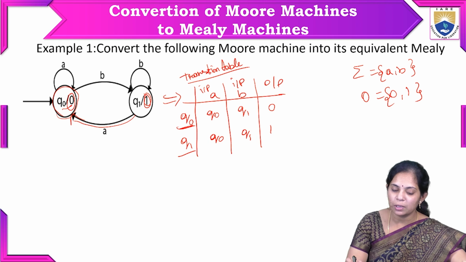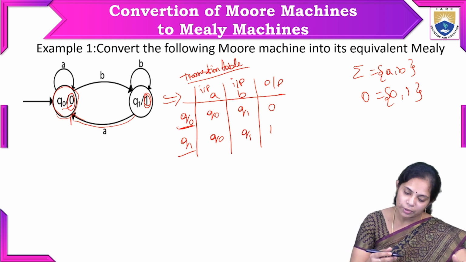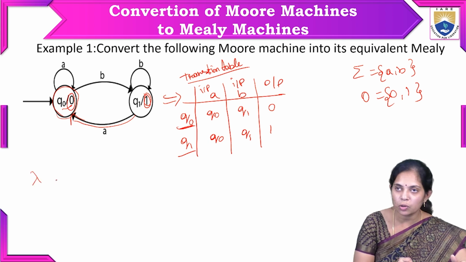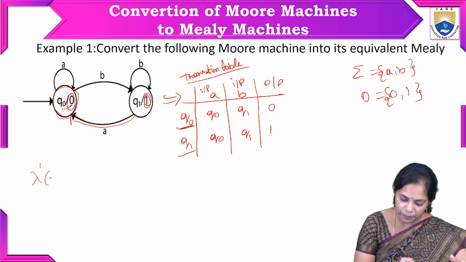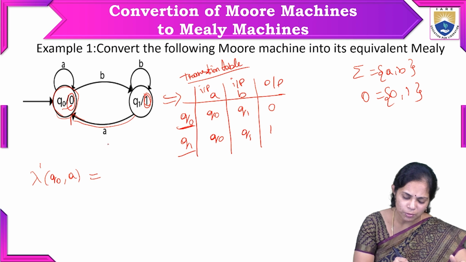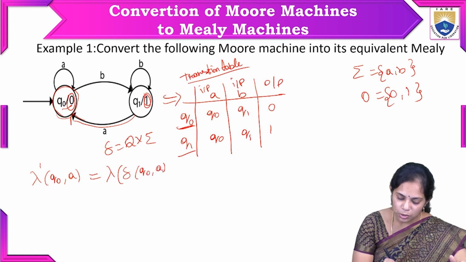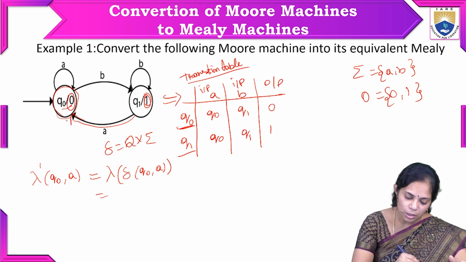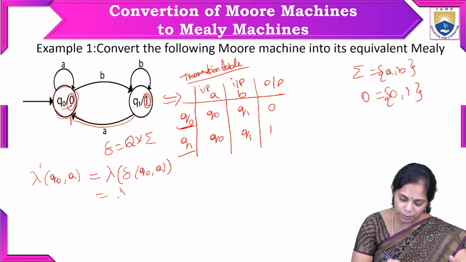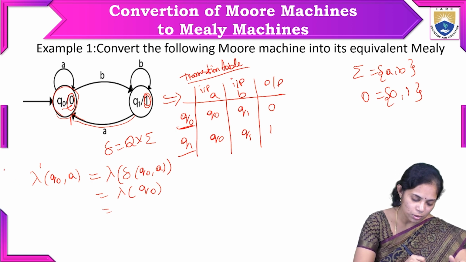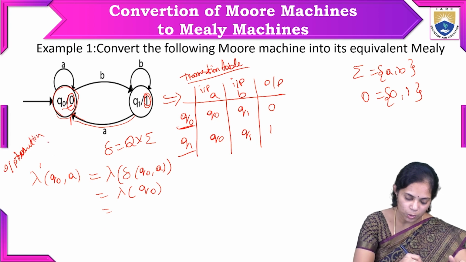Let's convert this transition table and construct the Mealy machine. For the Mealy machine, lambda dash is the output transition function. We have to take every input symbol for the states, so it is Q cross sigma. Lambda dash of transition of Q0 comma A: Q0 with A goes to Q0 itself, so it is lambda of Q0. This is the output transition function.